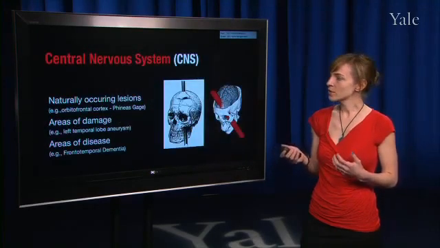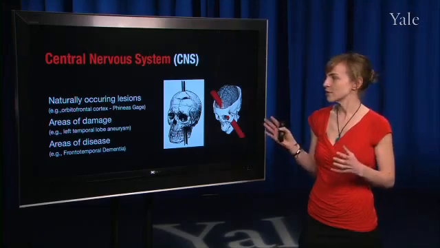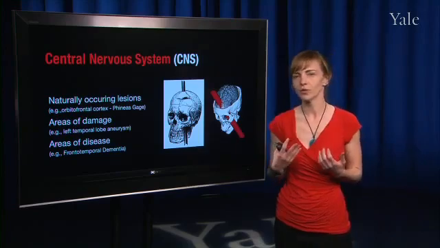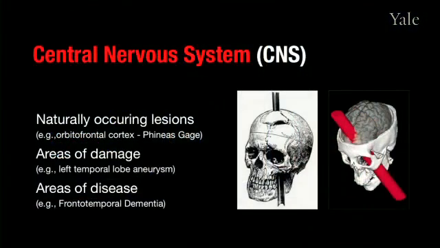And we can also use brain lesion patients, such as old Phineas Gage, who had a naturally occurring lesion in his orbital frontal cortex while working on a railroad. And after this lesion was found to have profound changes in his behavior. So he was uninhibited, more aggressive, and seemed to just be less emotionally regulated than he was before. And you can also look at areas of damage as well as areas of disease as well.